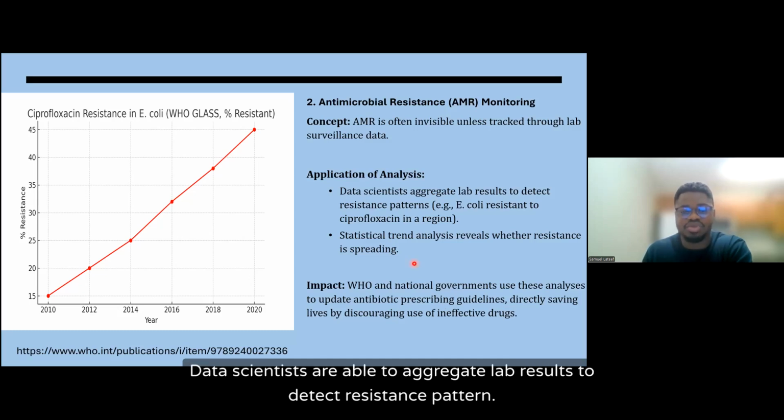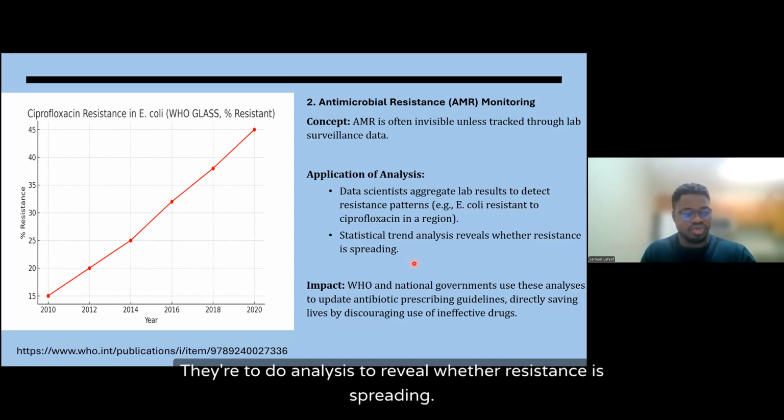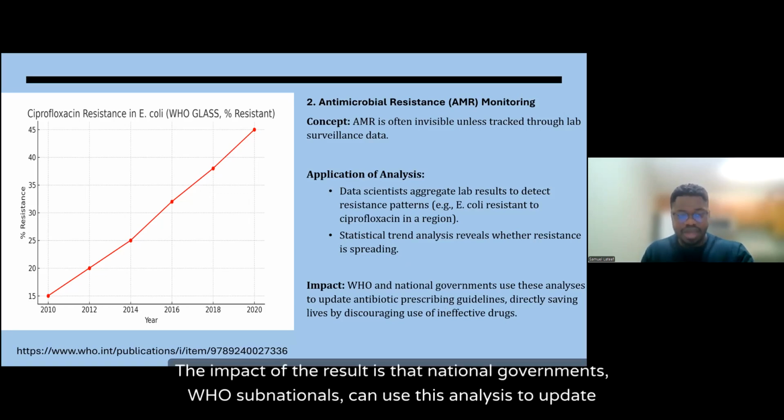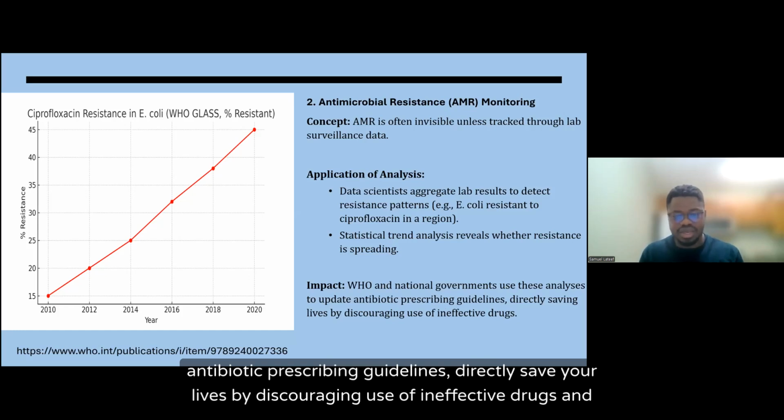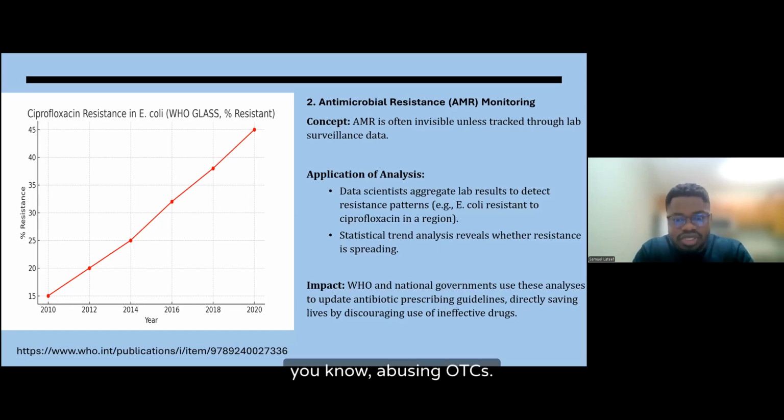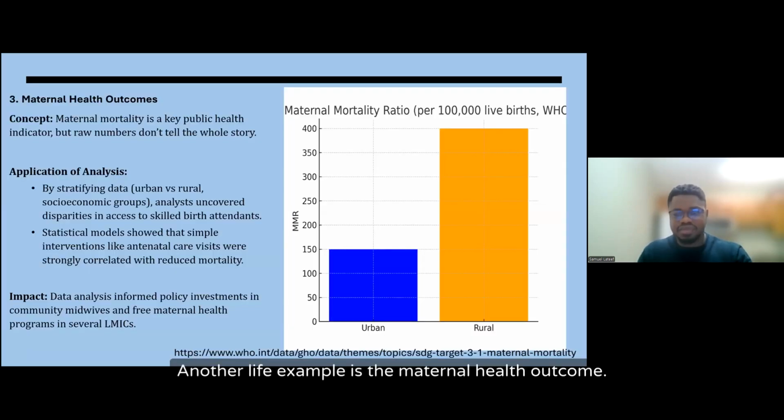Data scientists are able to aggregate lab results to detect resistance patterns. They're able to do analysis to reveal whether resistance is spreading. The impact of the result is that national governments, WHO, and subnationals can use this analysis to update antibiotic prescribing guidelines, directly saving lives by discouraging use of ineffective drugs and abusing OTCs. Another real-life example is maternal health outcomes.